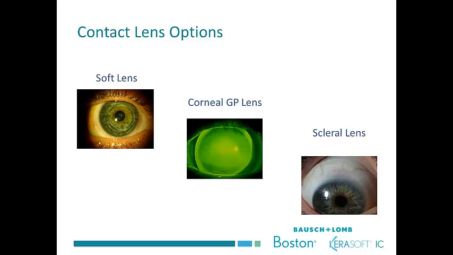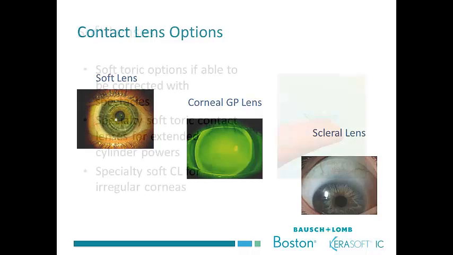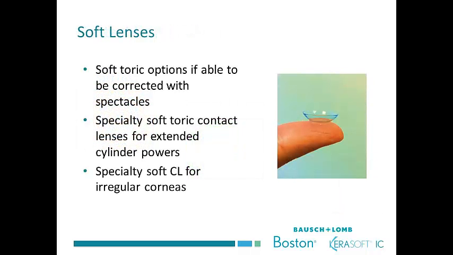So let's talk about three categories of contact lens options. Now, there are a few other categories that overlap, but I'm really going to focus on these categories today. There's soft lenses, there's corneal GP lenses, and there's scleral lenses. In addition to these categories, we have the overlap. So we have the hybrid lens that has a rigid center and a soft skirt. And we also have a piggyback or tandem lens option where a soft lens is placed underneath a corneal GP lens. So let's begin by talking about soft lenses for irregular corneas.